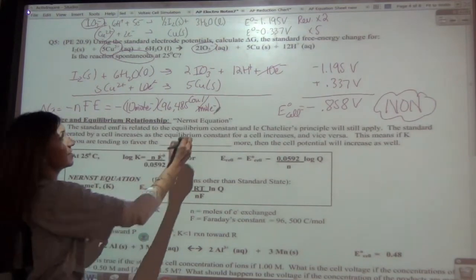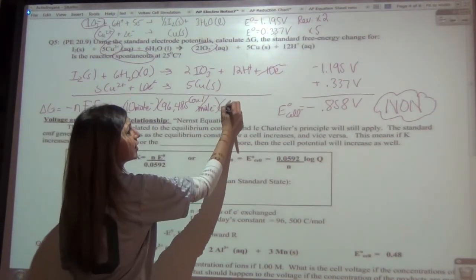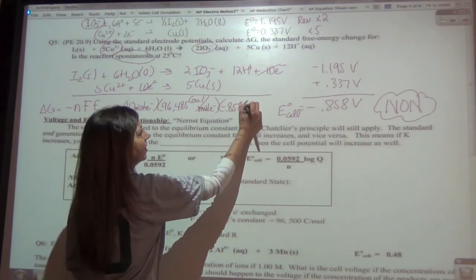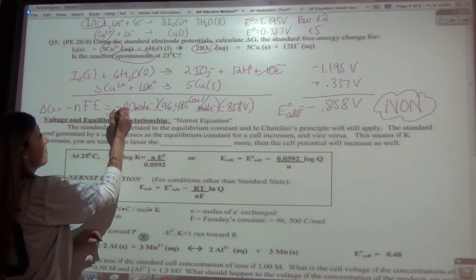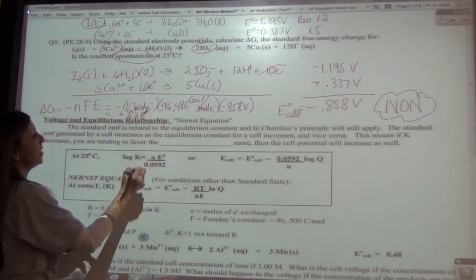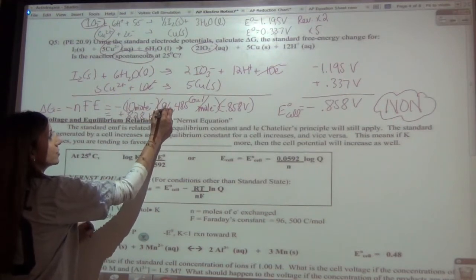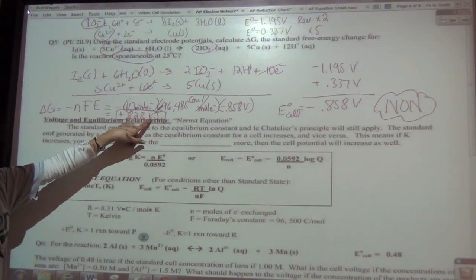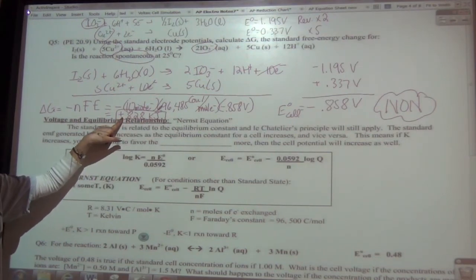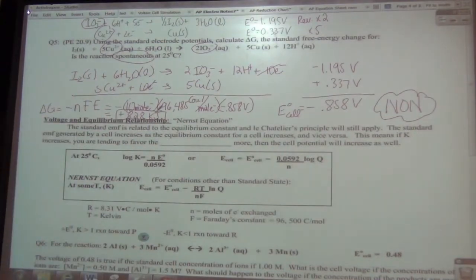And the last thing is, what's our E cell? Our E cell is negative 0.858 volts. And so all you're going to do is multiply this together. 828. And the units actually end up being in kilojoules. The units end up being in kilojoules. And it's positive delta G, which again, a positive delta G tells us that our reaction is non-spontaneous.